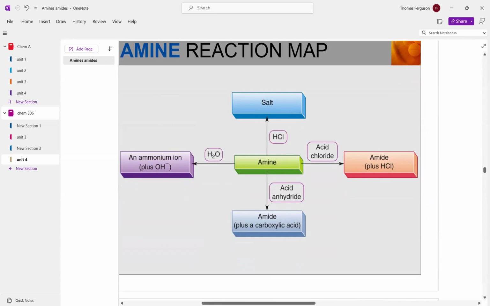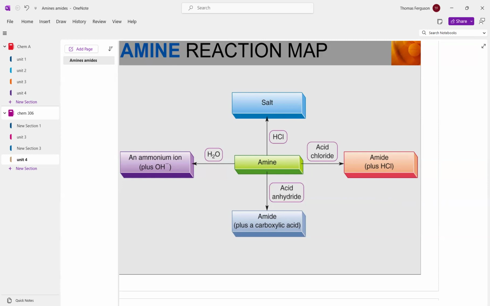Okay, so an amine, basically just amine by itself with no acid products around, will in water form the ammonium ion plus OH negative. That's why they call it a base.